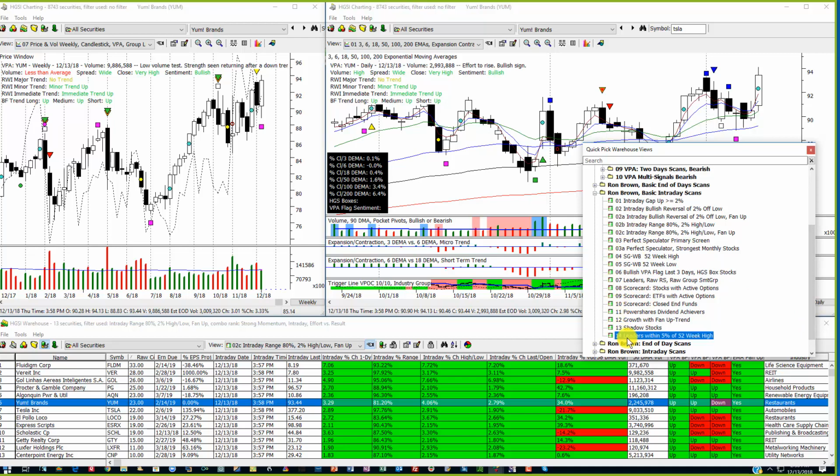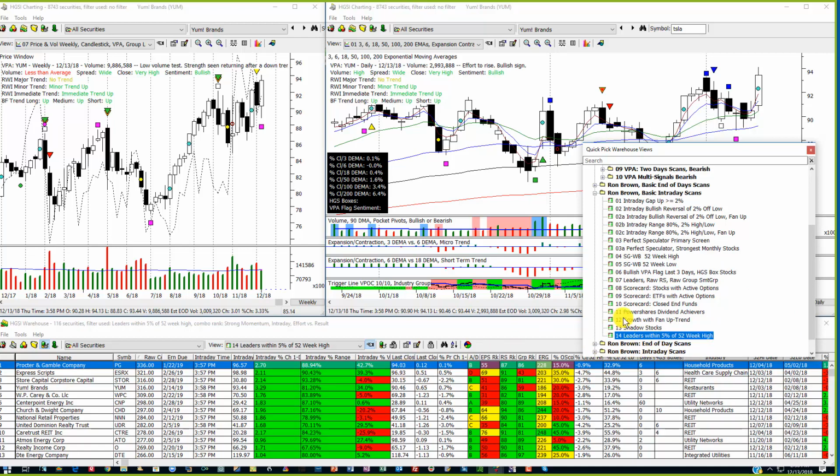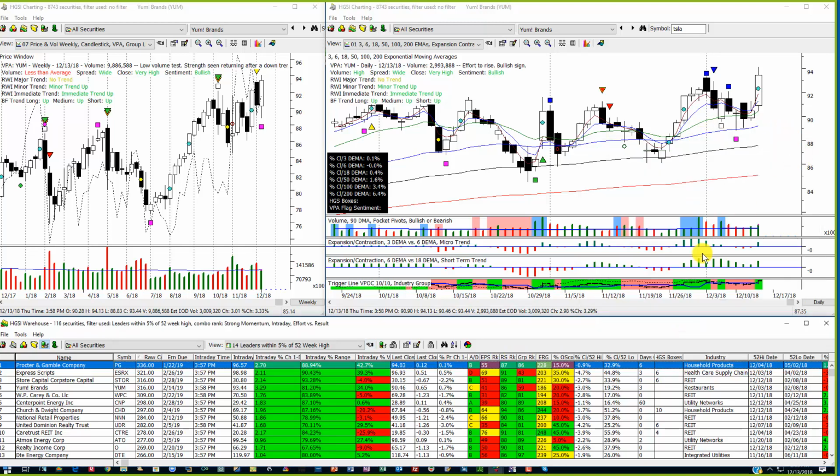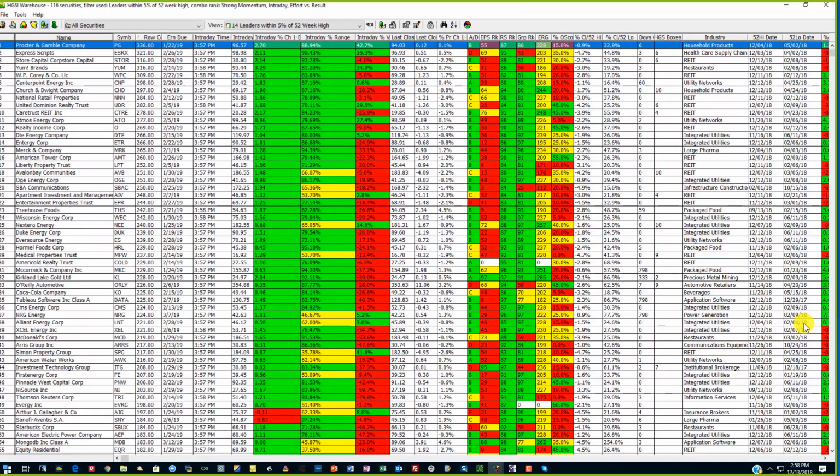These are all in here. This one I just put in today. These are leaders within 5% of their 52-week high based upon last night's data. So they're also $15 and above stocks. If you want another one, $15 and below, I can certainly put it in in a hurry.